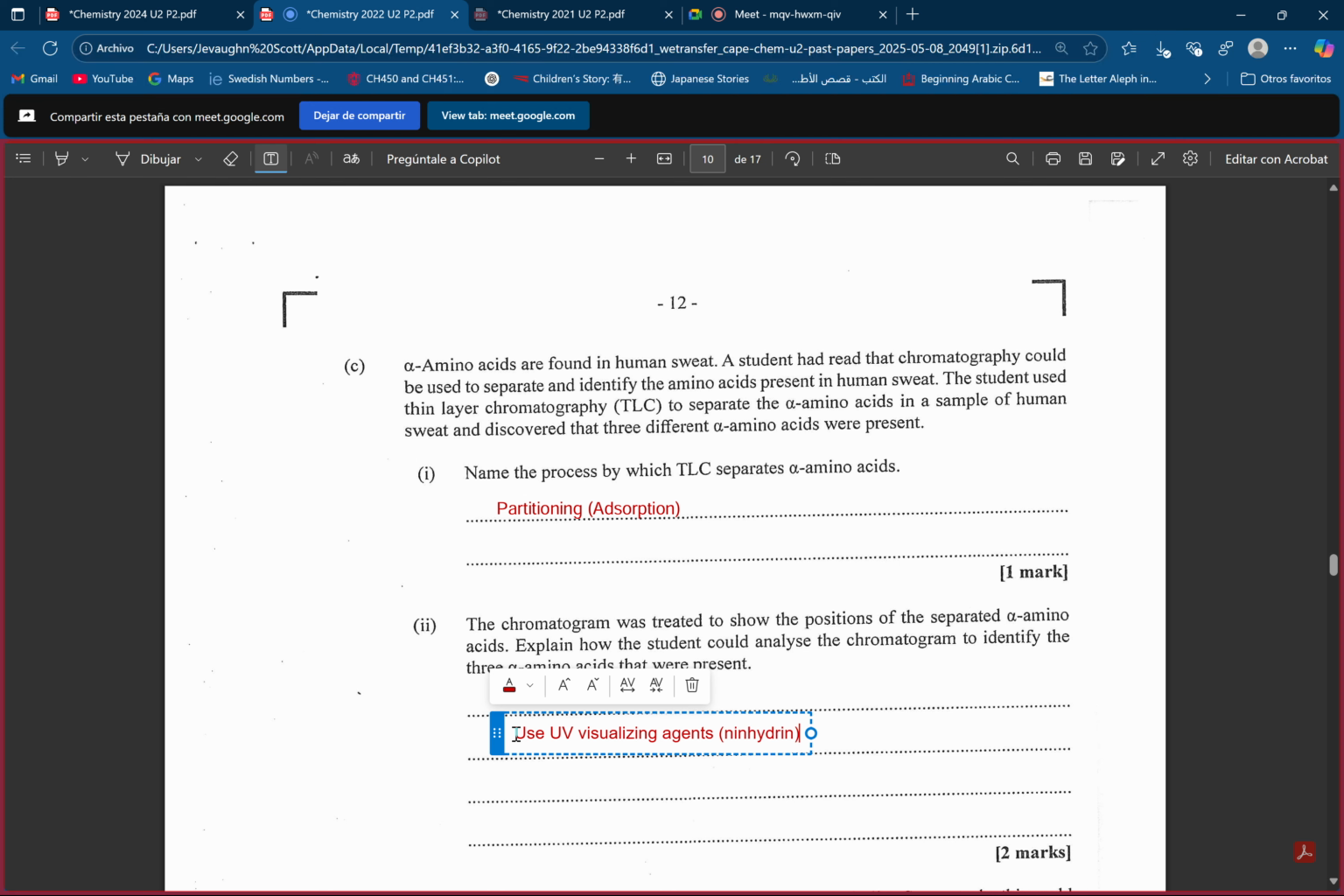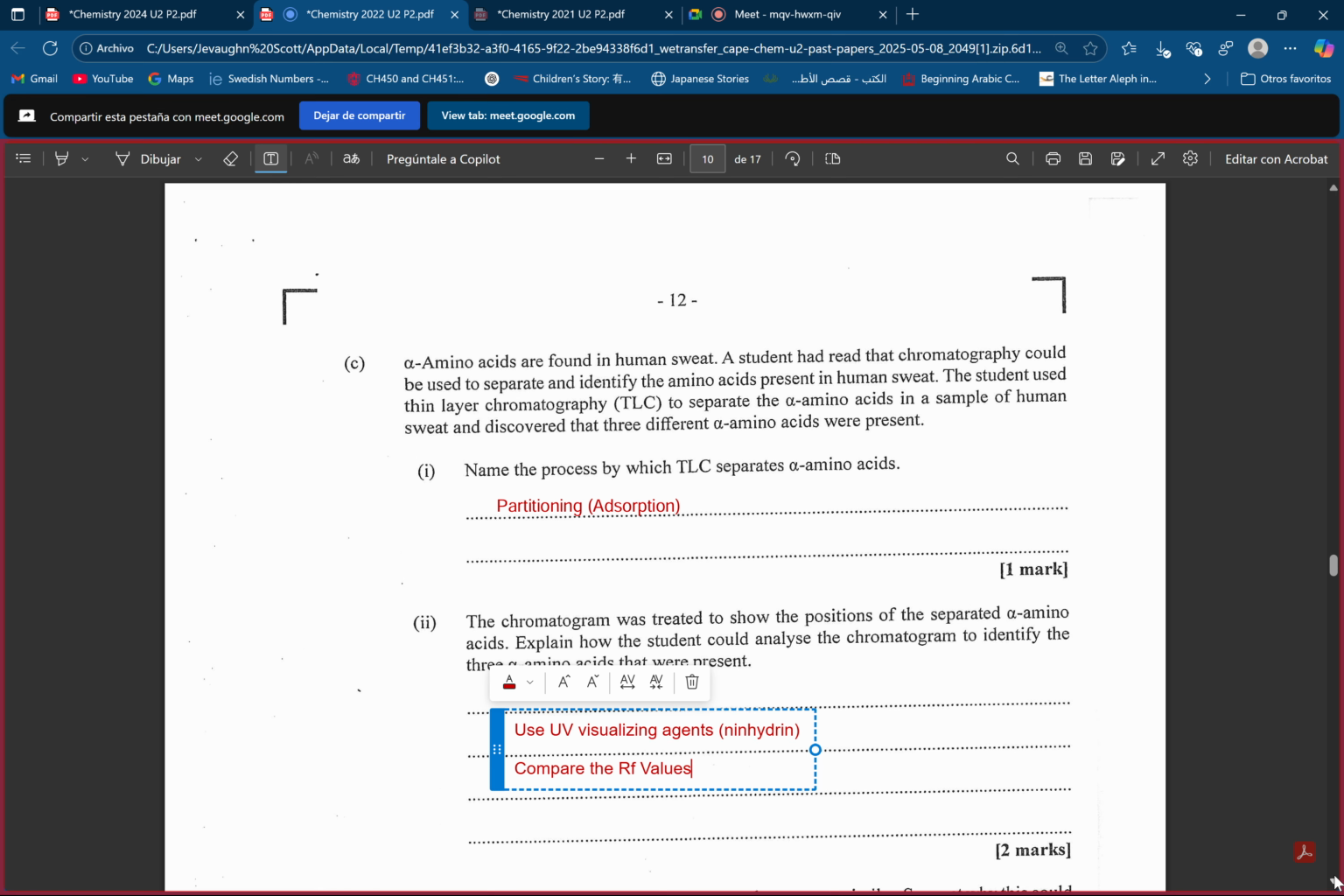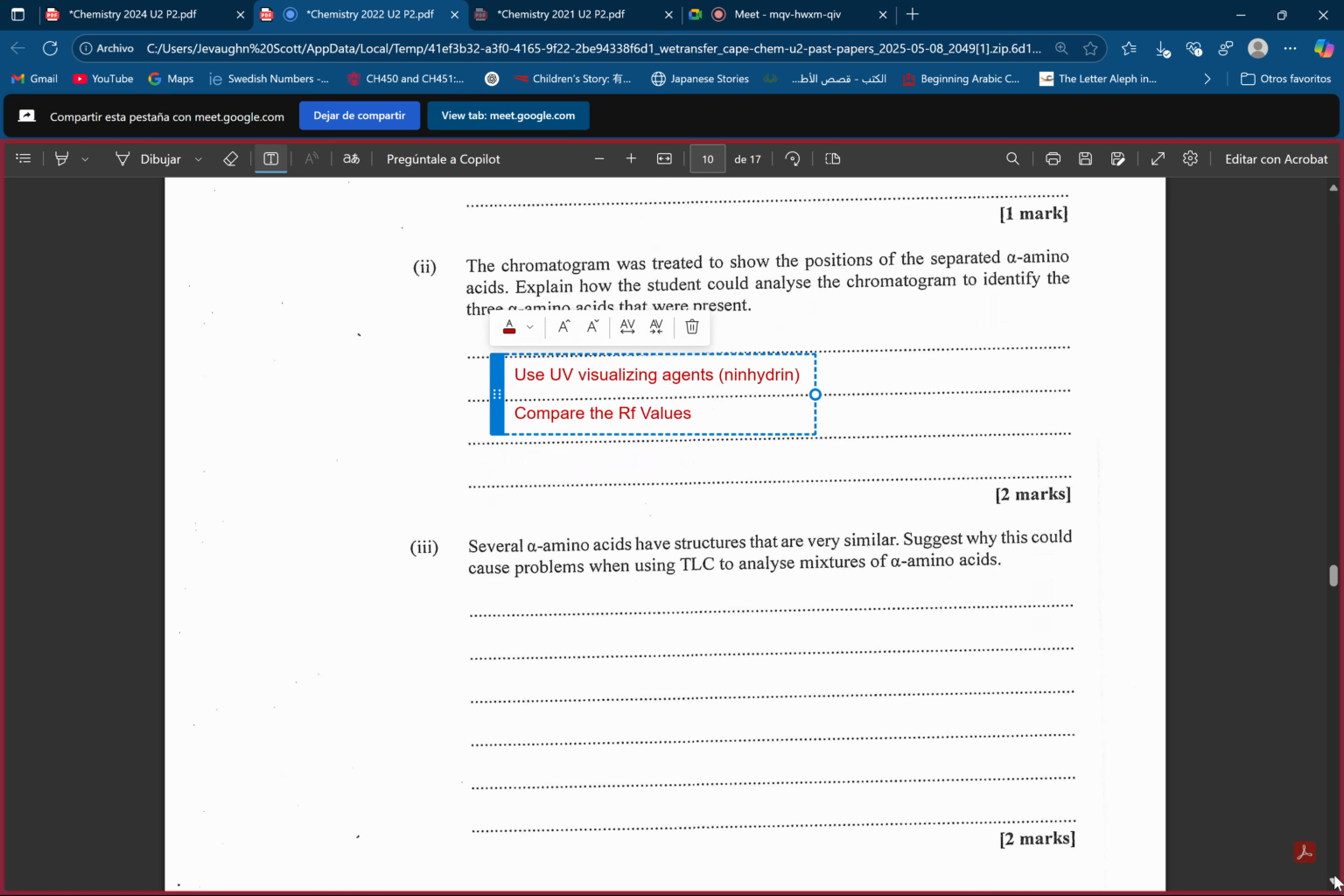So we'd use a visualizing agent like ninhydrin, and then we would compare the Rf values. That's what we would do. Using a visualizing agent to attach a chromophore to the molecule, so we have a bathochromic shift into the visible region. All of these chemical terms make it visible, and then we compare the Rf values, the retention factors.